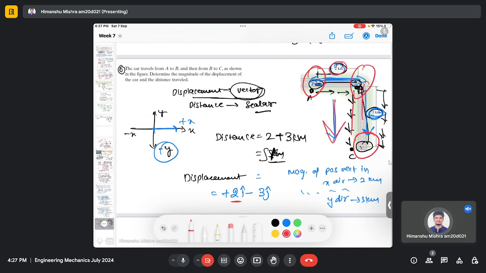It is entirely moving in the y direction, actually in the negative y direction, and the magnitude is 3 kilometer. So my displacement vector will be 2i minus 3j. So this is my displacement or the position vector, and this is my overall distance, which is a scalar quantity, which is covered by the car.